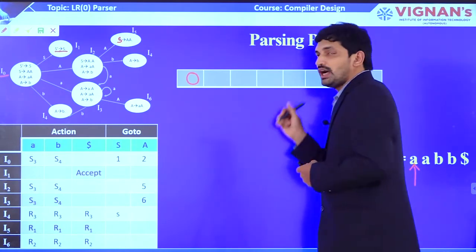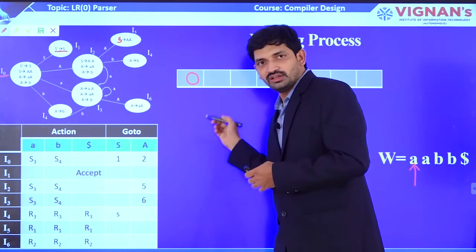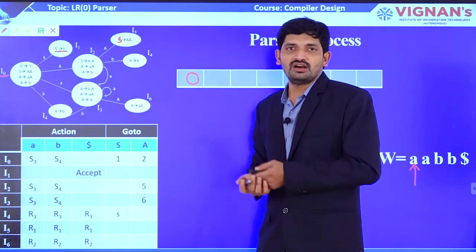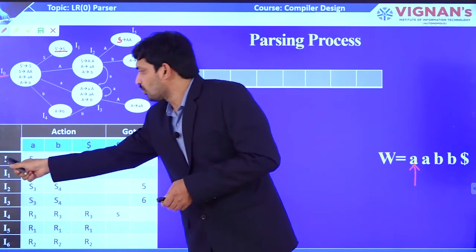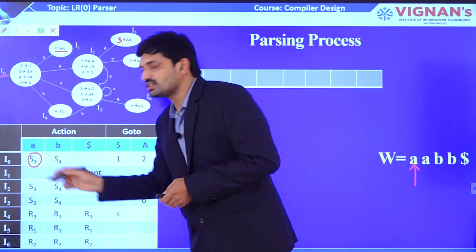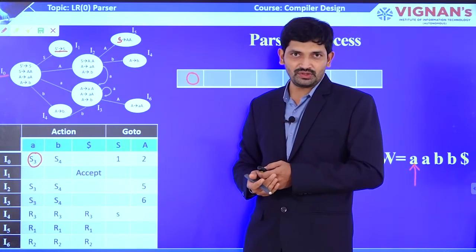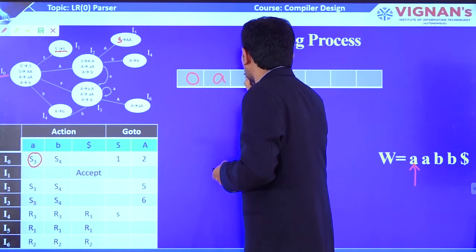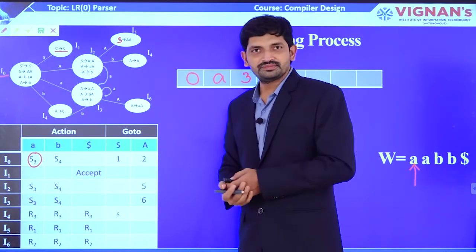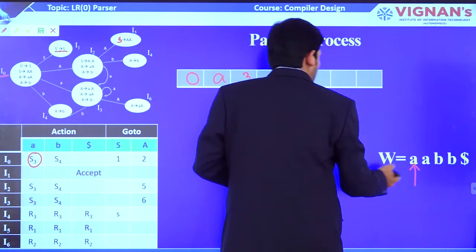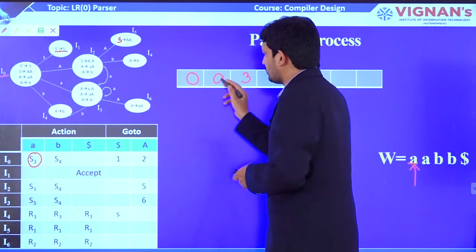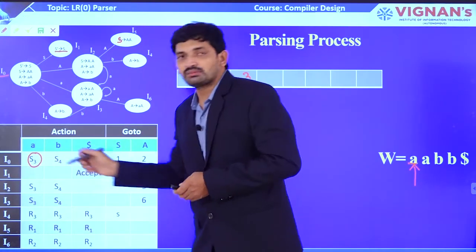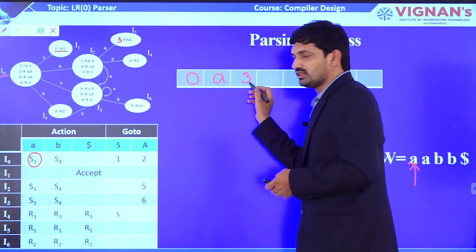So, I have to look at what is 0 on a, that means I have to check from the I0 state on small a what is the operation. I0 on a is S3, that means it is a shift operation. So, my lookahead pointer is pointing to a now. I have to write a here, and 0 on a is S3, that means it is a shift operation. So, I have to write 3 here.